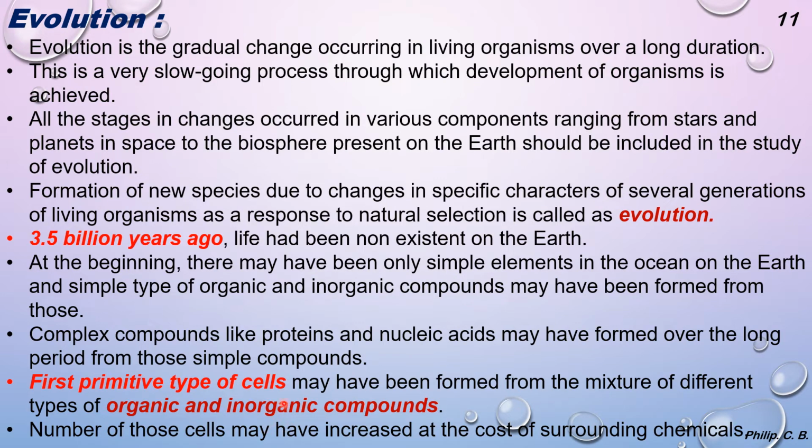First, primitive types of cells may have been formed from the mixture of different types of organic and inorganic compounds. The number of those cells may have increased at the cost of surrounding elements. So this formation of cells may have taken place right from the organic and inorganic components, and slowly and steadily new cells or new components formed from the chemicals present in the surroundings.